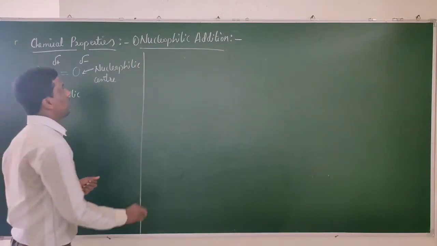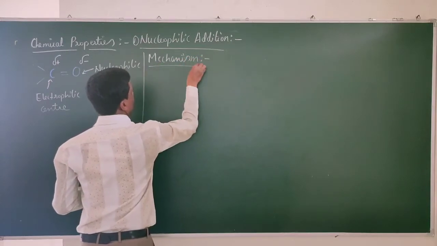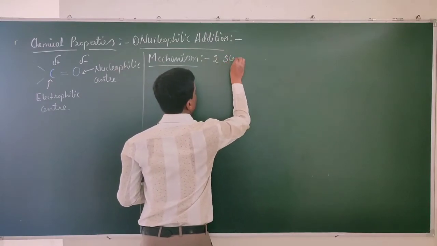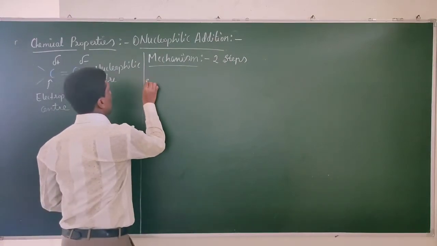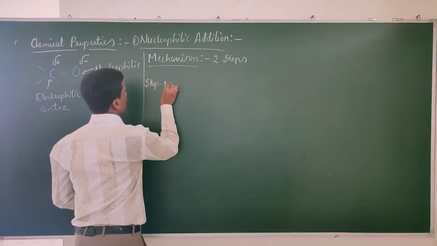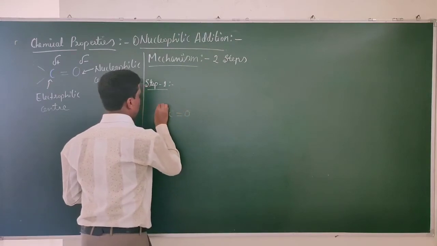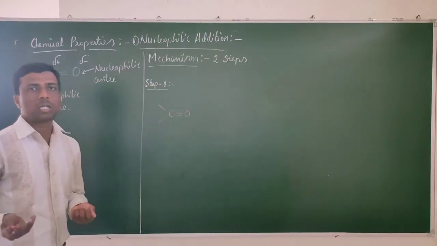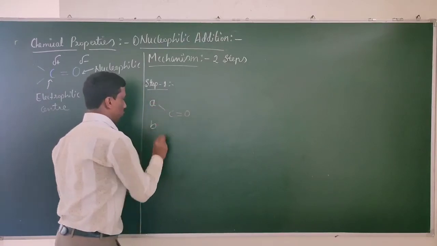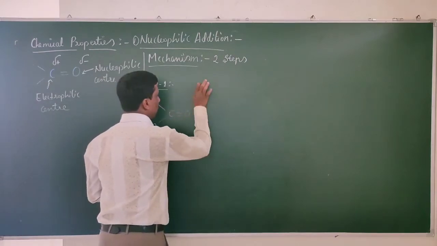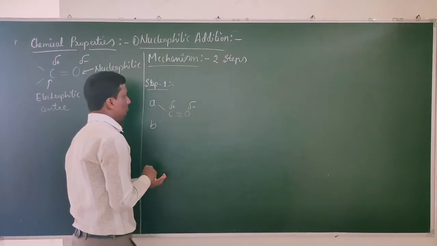Now consider the mechanism of this reaction. This mechanism involves two steps. Step number one. In step number one, what happens? Look here. Consider this carbonyl group. It may be an aldehyde or a ketone. Let us consider this one as A, this one as B. Now this carbon is possessing partial positive charge and the oxygen partial negative charge.